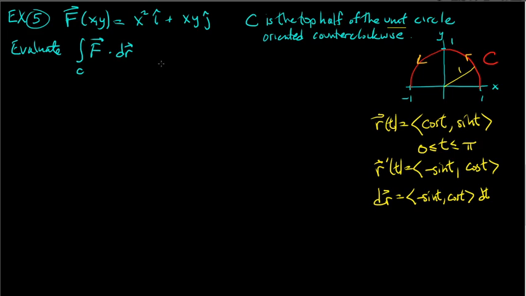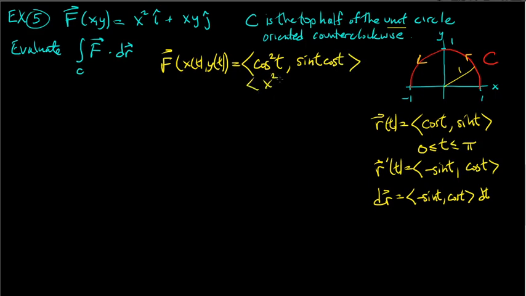And what's F going to be here? So F as a function of x and y is given, x squared and then xy, but in terms of t, x squared is going to be cosine squared of t. And then x times y is going to be cosine times sine, or if it's okay with you, how about sine times cosine? So all I did was rewrite the x squared and the xy in terms of t. So instead of writing the vector field in terms of x and y, we now have it in terms of t. So now we can evaluate this line integral the usual way.